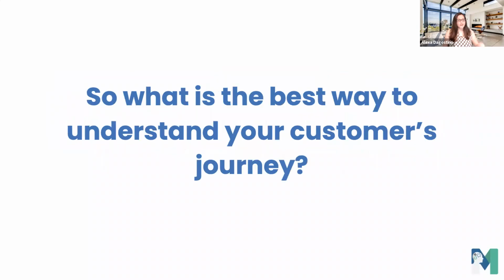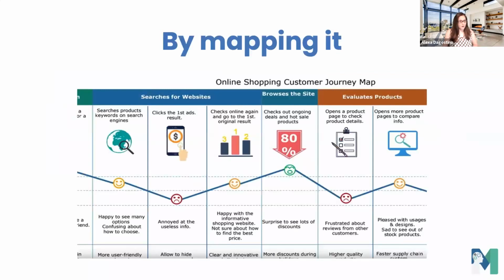So what's the best way to understand the journey? You guessed it, mapping it out, right? Understanding and mapping out the different parts of the journey. But here's the thing, it's not just about mapping out, okay, they get an email or they get an X, Y, and Z. It's also mapping out the emotion. And a lot of times we forget about that important piece of emotion. It's a really important part.